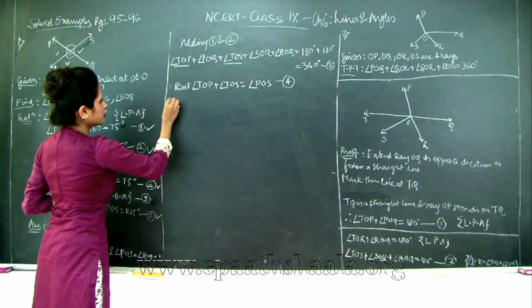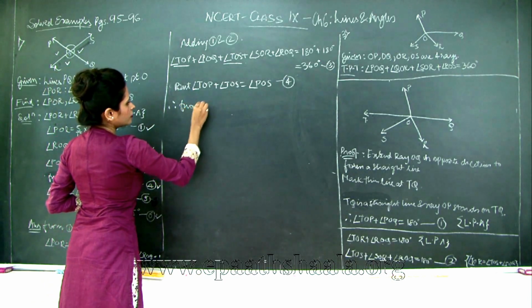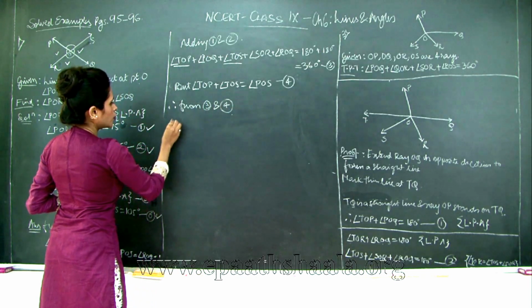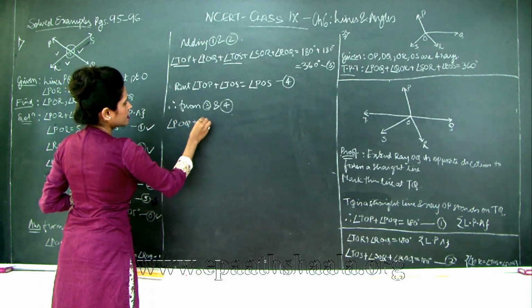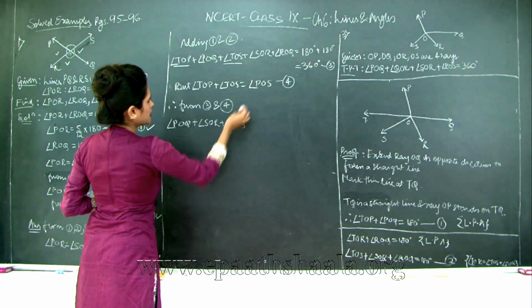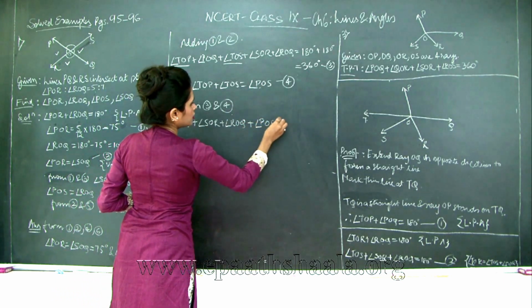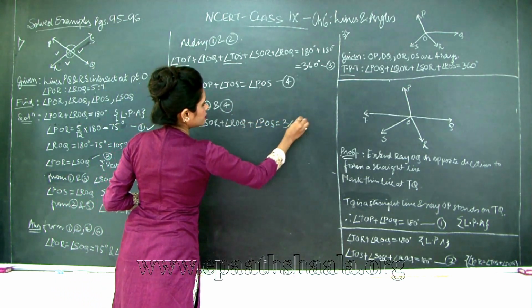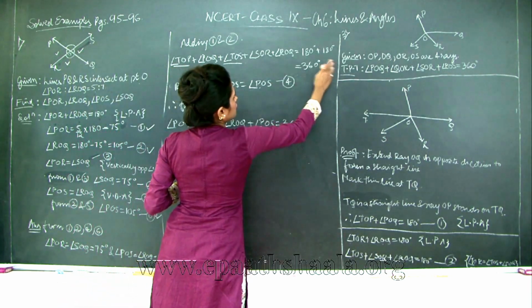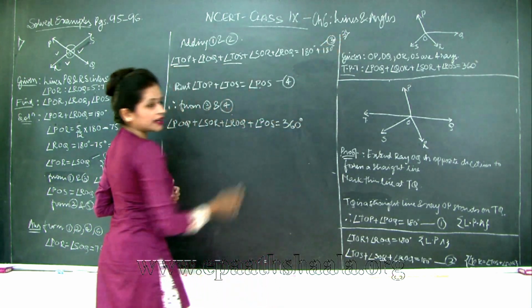So, what do we get? Therefore, from 3 and 4, angle POQ plus angle SOR plus angle ROQ plus this angle POS is equal to 360 degrees. Correct? This is 3. 180 plus 180 is 360 degrees.